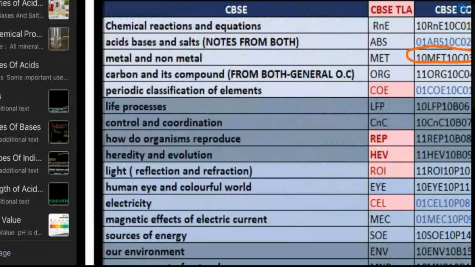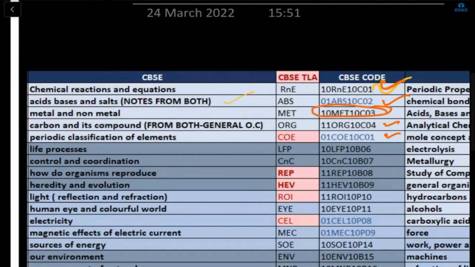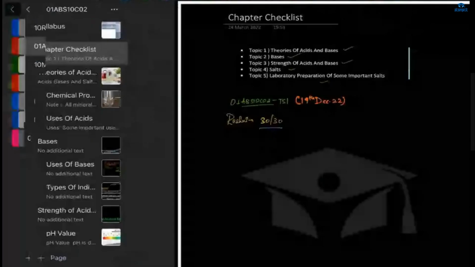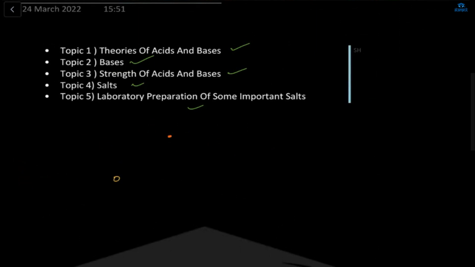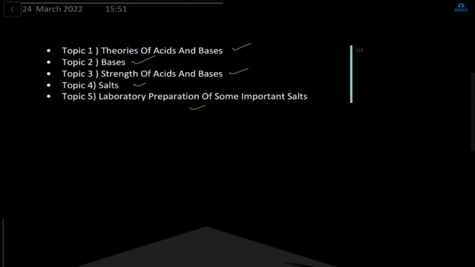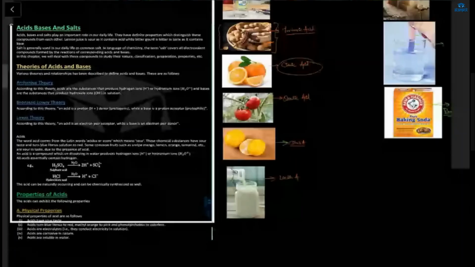The next chapter is acids, bases and salts. These are the chapter checklist. The first topic is theories of acids and bases, second is the strength of acids and bases, then salts, and the laboratory preparation of some important salts. Now we will start with the very first unit, the very first topic.